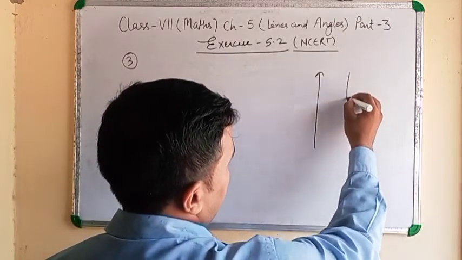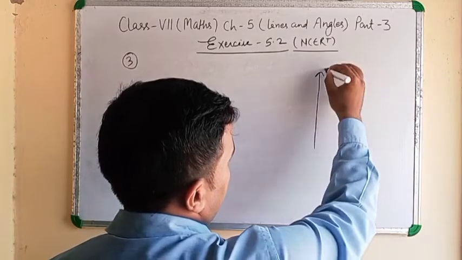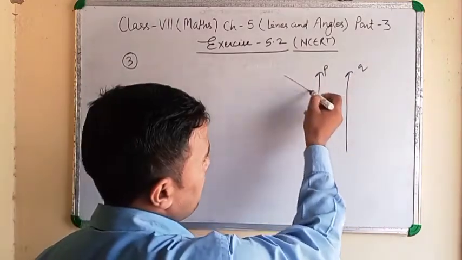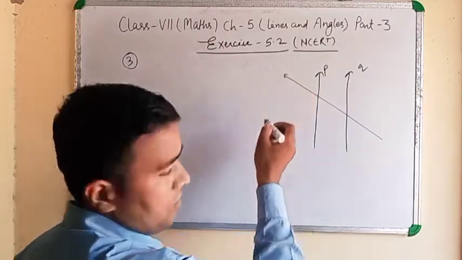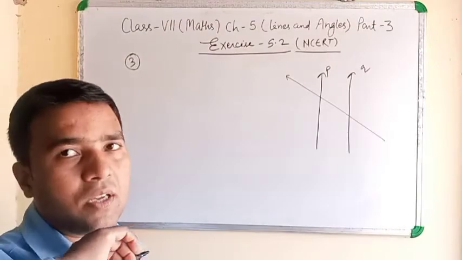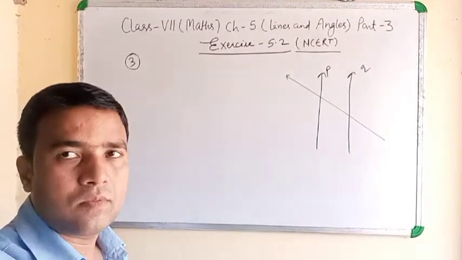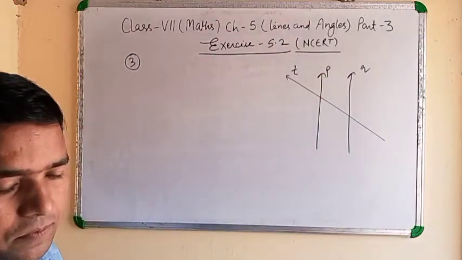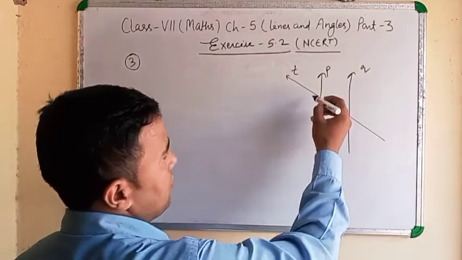P parallel Q is given. PQ is parallel. T is the transversal. P and Q are parallel. Transversal means T. Clear? And here the values are given.